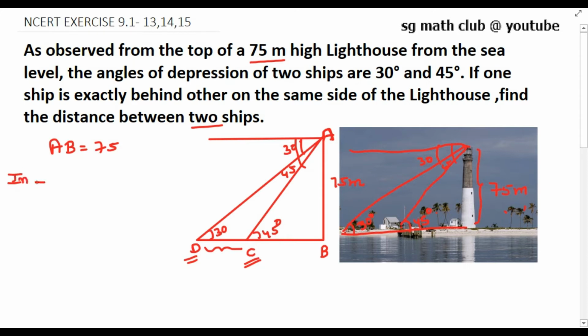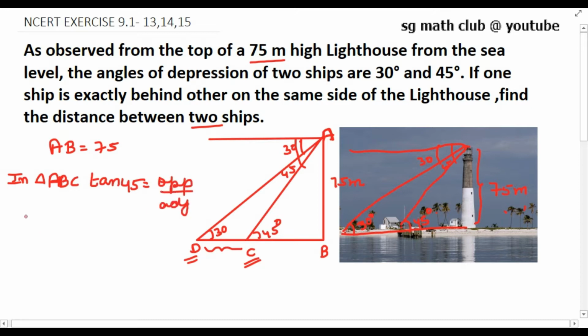Now we will consider the triangle ABC. If you consider the triangle ABC, tan 45 is opposite side by adjacent side. So tan 45 value is 1, opposite side is 75, adjacent side is BC. Therefore I can write BC equal to 75 meter. Now we will consider the triangle ABD and we will write tan 30 formula and then we will solve it.